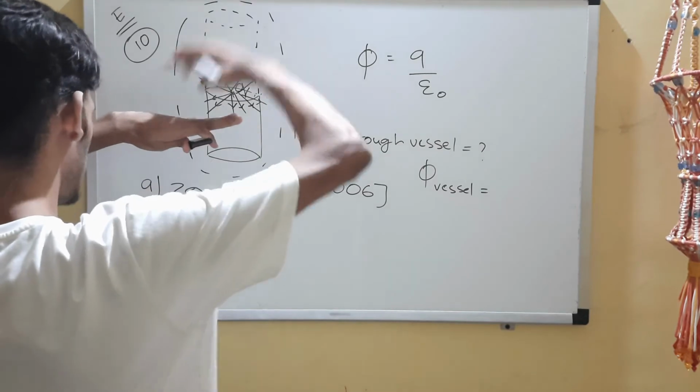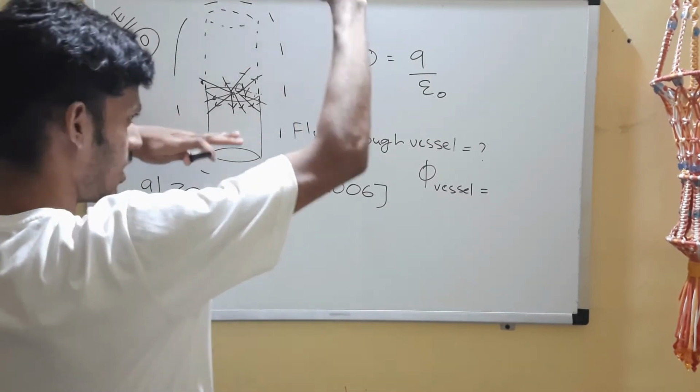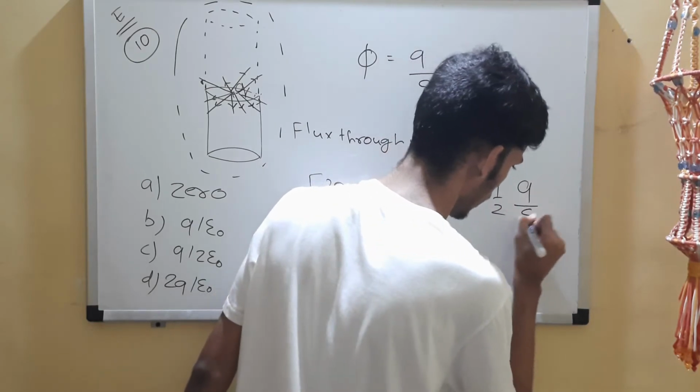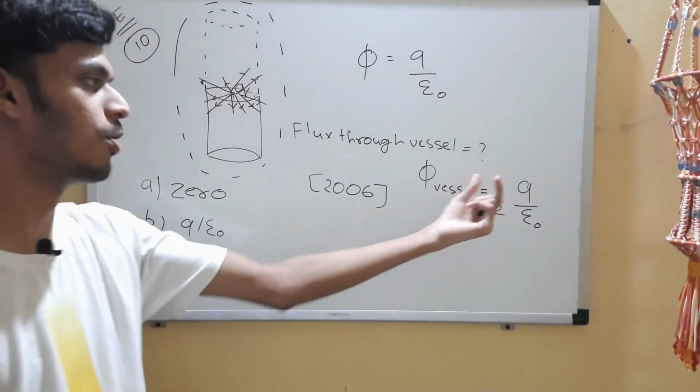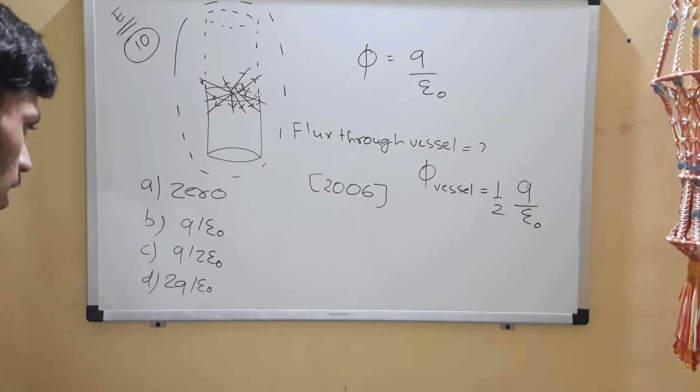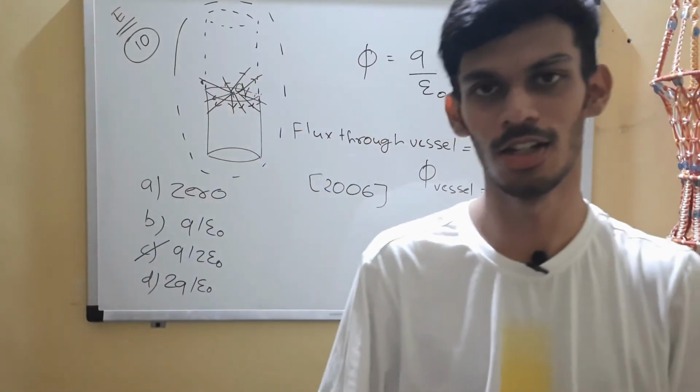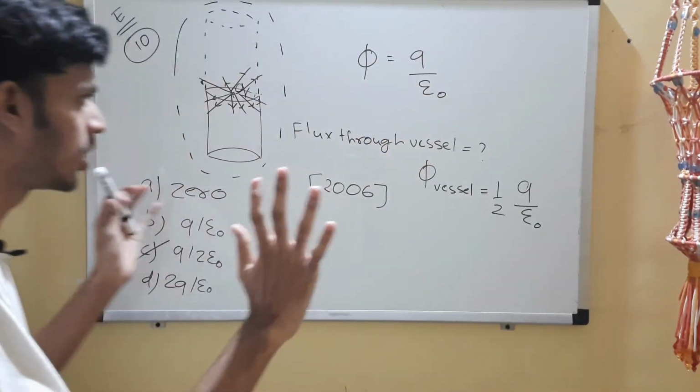Half is passing through the imaginary thing, so half is passing through the vessel. So half q by 2 epsilon naught is the correct answer. So option C, q by 2 epsilon naught is the correct answer over here. Okay, so the approach is quite simple.